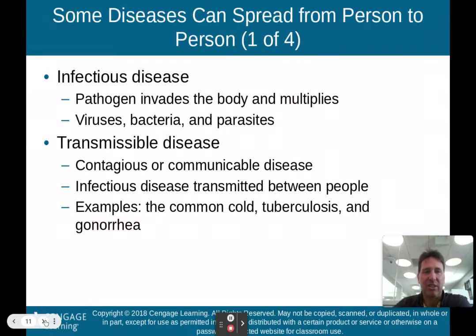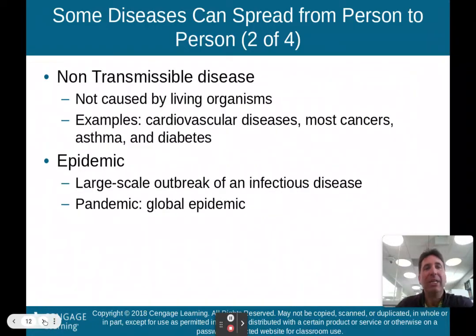These infectious diseases: pathogens invade the body and multiply. These pathogens could be viruses like COVID, like the flu, could be a bacteria, or could be a parasite. So those are basically the ways that we get these infectious diseases. A transmissible disease is contagious or a communicable disease. So again, COVID, you can think about that. Infectious diseases are transmitted between people. Examples: the common cold, tuberculosis, gonorrhea, and again, COVID you can throw in there as well.